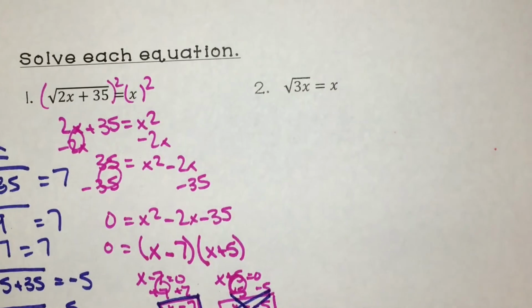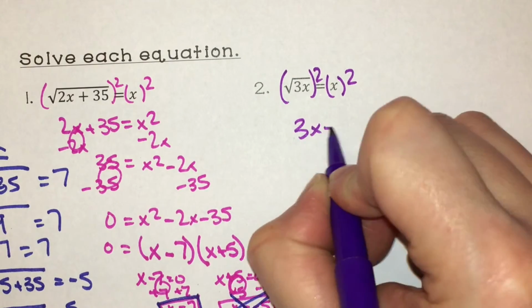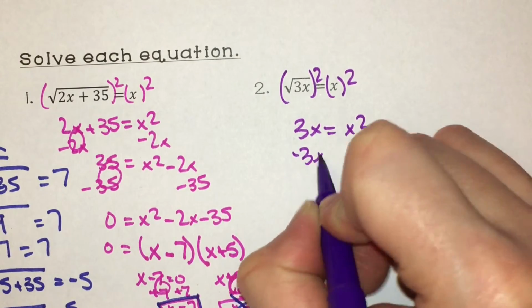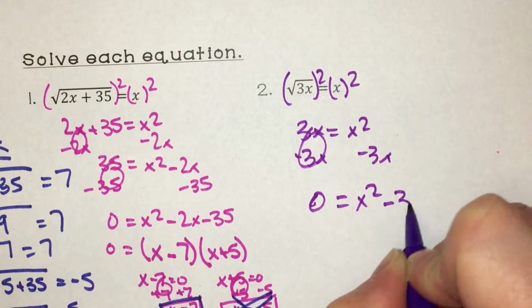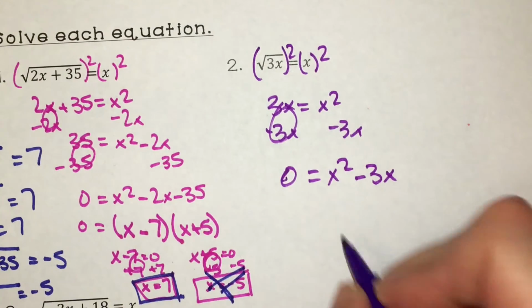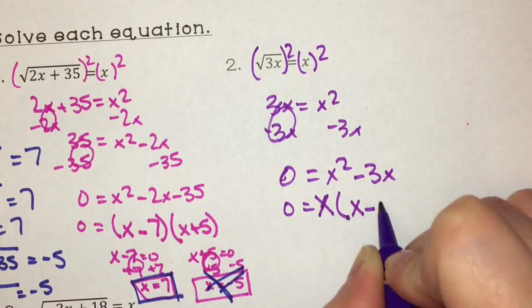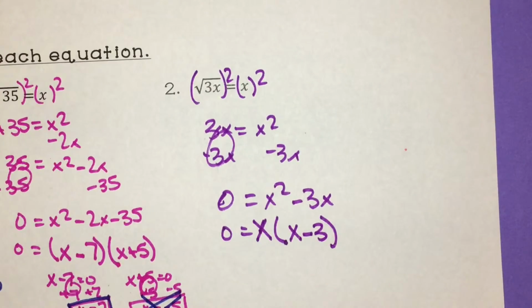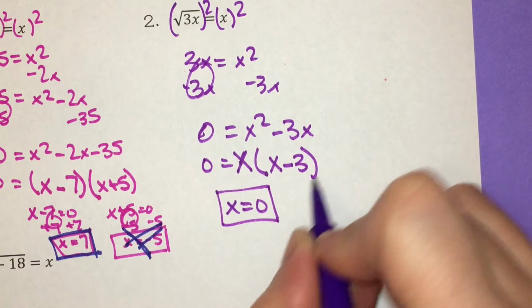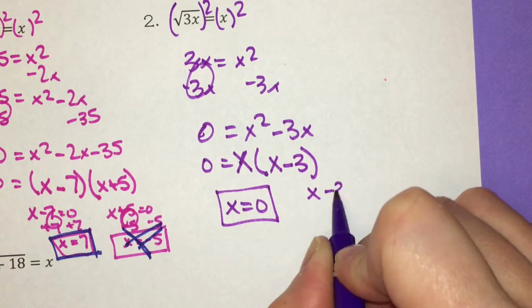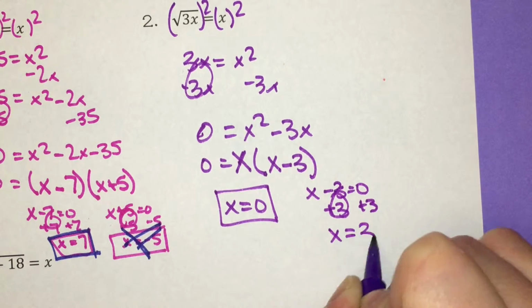Okay, number 2, square both sides. We get 3x equals x squared. Subtract 3x. We have x squared minus 3x. I am going to factor out an x. We're left with x minus 3. So we have x equals 0 and x minus 3 equals 0. So I'm going to add 3 to both sides to get x equals 3.